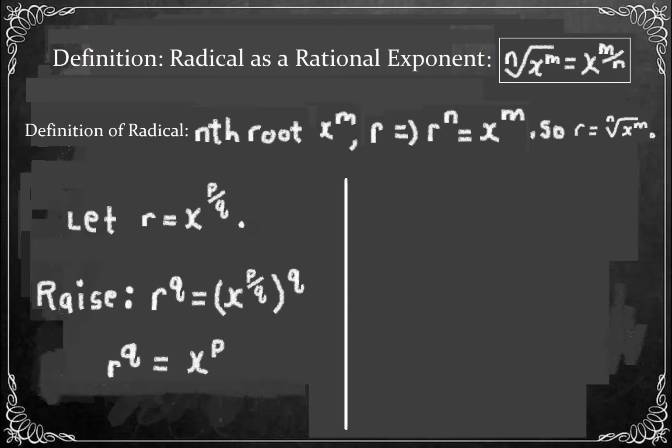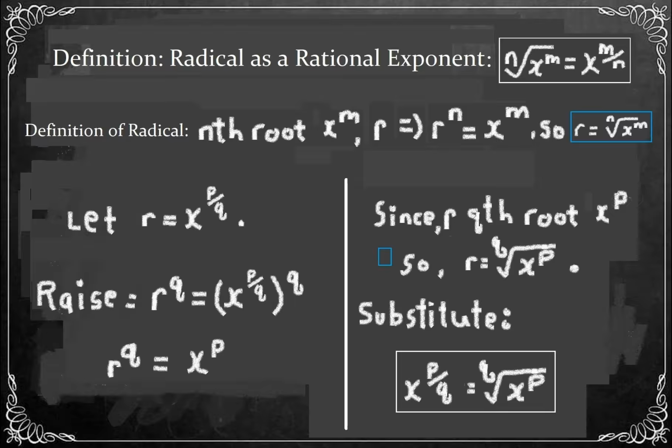For convenience, we've tightened up both definitions as one phrase. Then in column 1, let r equal x to p over q for any positive integers p and q and any non-zero positive real number x. Next, raise both sides to the power of q, which returns the following definition, which we just discussed. In column 2, since r is the kth root of x to the p, by the definition of the blue box, r equals the kth root of x of p in radical form.